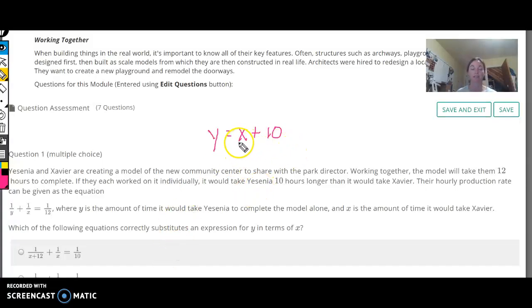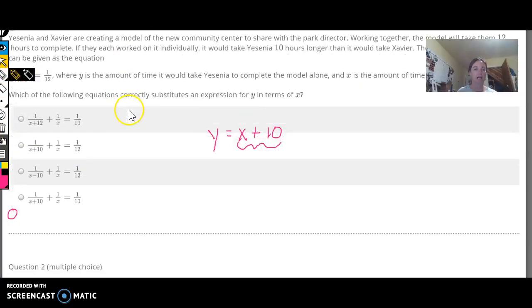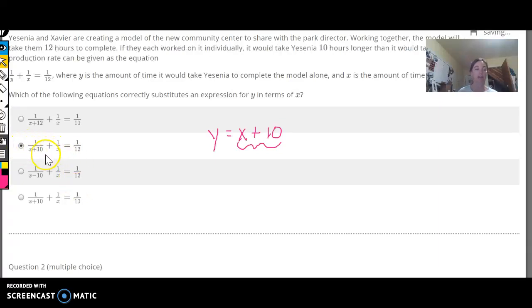So we can just simply substitute x plus 10 in for y in this equation, and we will end up with 1 over x plus 10 plus 1 over x equals 1/12, okay? Remember that this value here is the same as y. So essentially this is the same as our first equation.